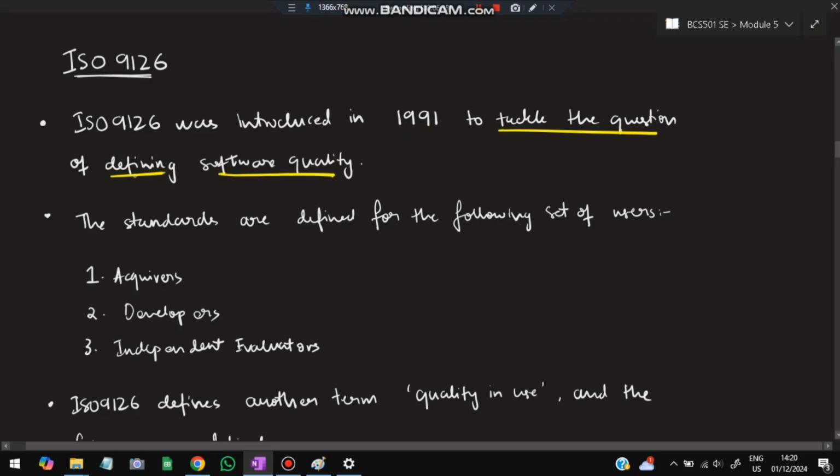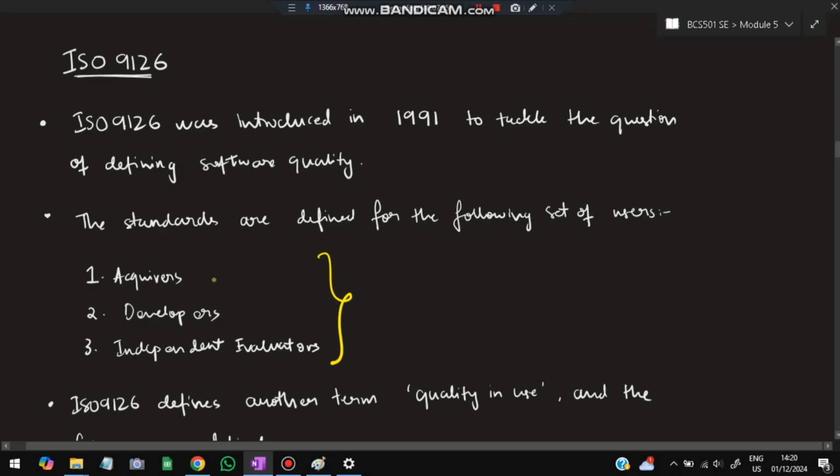What is it used for? Defining software quality. What do you mean by software quality? That is what it defines. It has a set of rules. Based on those rules, we will be able to know what the actual meaning of quality is. Okay, it is a definition of quality. The standards are defined for the following set of users: acquirers, developers, independent evaluators. Acquirers are the end users, developers are the ones who develop the project, and independent evaluators are the ones who just review the product. For them, the standards are defined.